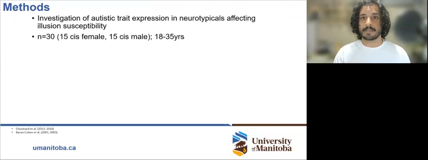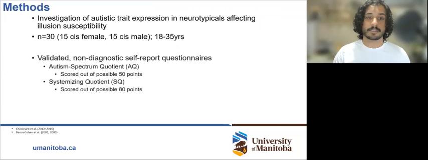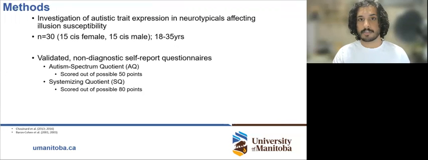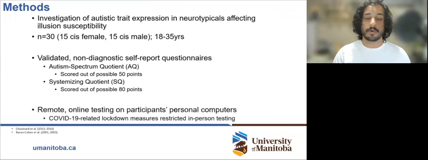Instead of recruiting participants with diagnosed autism, Chouinard and colleagues recruited neurotypicals and assessed their autistic trait expression. Similarly, we recruited neurotypicals expressing autistic traits quantified with a pair of validated, non-diagnostic questionnaires, the Autism Spectrum Quotient and the Systemizing Quotient. And in the COVID world, we needed to utilize remote online testing, and so participants completed our set of 4 tasks on their own computers while video conferencing with the researcher.